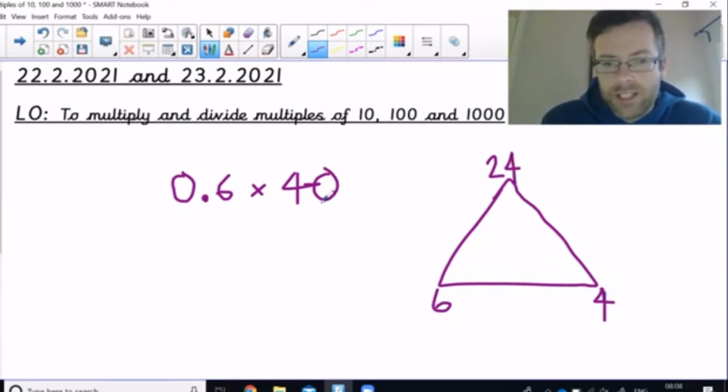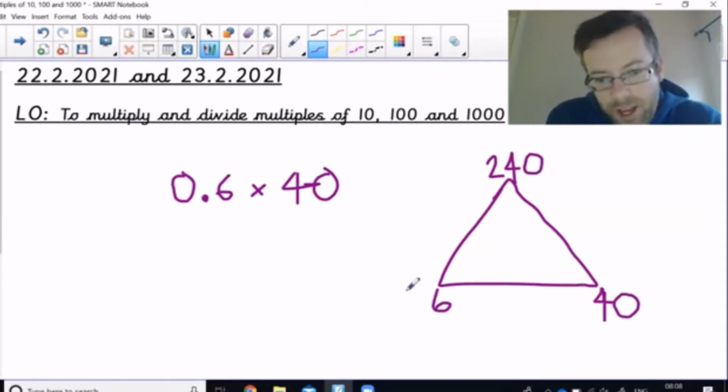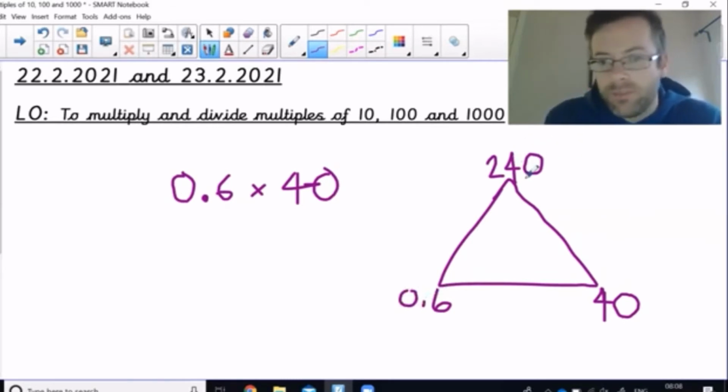It's not a 4, it's 10 times bigger, it's going to be a 40. So I times that by 10, and because I've times that by 10, I must also times this by 10. And on this one, it's not a 6, it's a 0.6. So I've divided this by 10. So if I divide this by 10, I've moved everything down a column. I also must divide this by 10 to move everything down a column. So that's actually going to get me to 24.